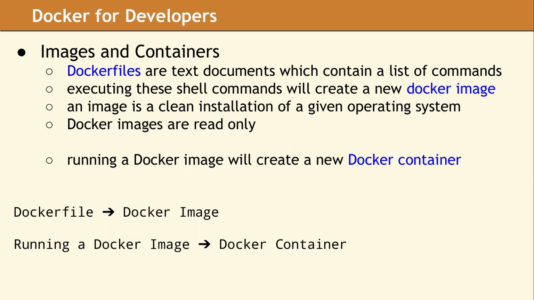Let's talk about how you actually create a Docker container. The process involves three basic steps. The first step is to write a Docker file. This is a text document which contains a list of shell commands to configure the operating system and to add any packages or libraries your application will require. The second step is to run the Docker build command, which reads the Docker file and then generates a Docker image.